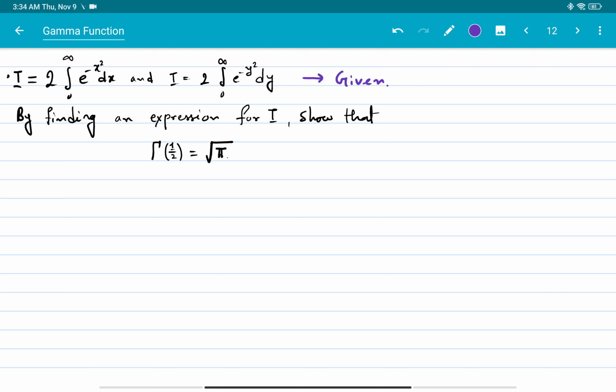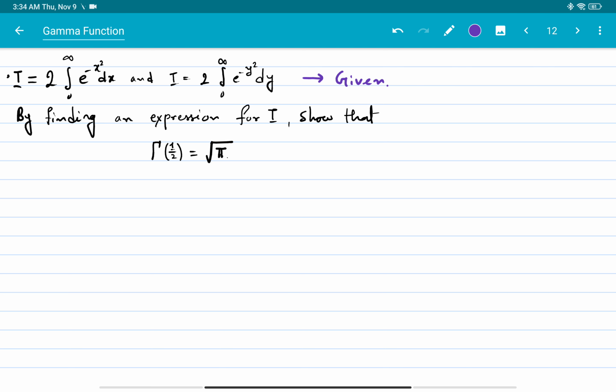But there is another way to derive it. As I promised that I'll show you this thing, you can use the concept of multivariable calculus, so that it will be a bit easy to tackle.